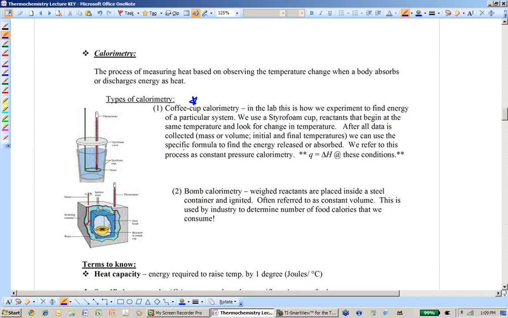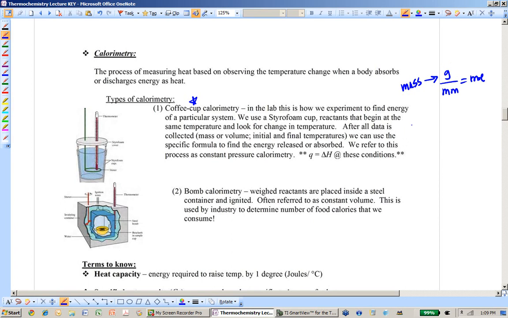After all the data is collected, whether you did mass or volume, initial, final temperatures, all that stuff, we can use this specific formula to find the energy released or absorbed. So if you used mass, if any of your reactants in your coffee cup were solids, then you're going to need to know grams divided by molar mass to get to moles.